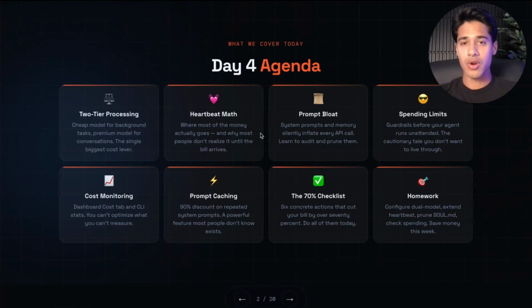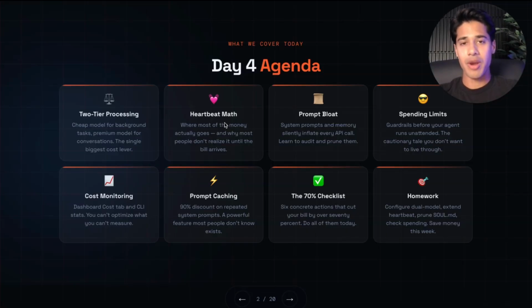We start with a core concept, two-tier processing, using a cheap model for the background work, and a premium model for the things that actually need premium intelligence. Then we dig into the heartbeat math, because that's where most of the money goes, and most people don't realize it. After that, we tackle prompt bloat. Your system prompts and memory files are silently inflating every single API call, and we look at how to prune them. Then spending limits and monitoring, because even the best optimization doesn't help if you don't have the guardrails.